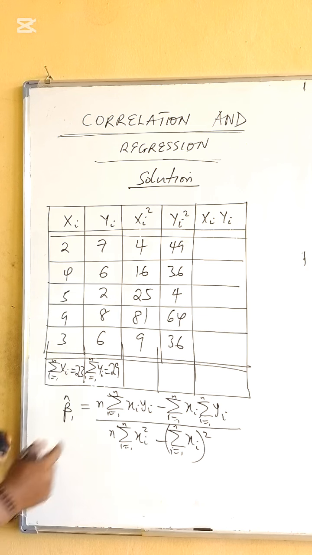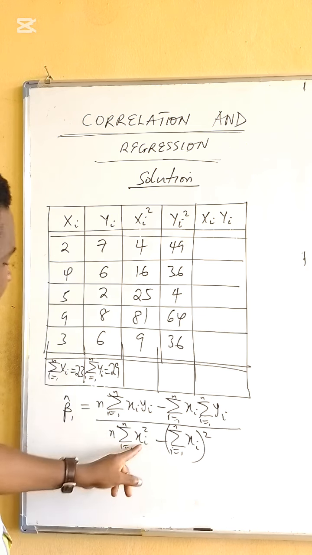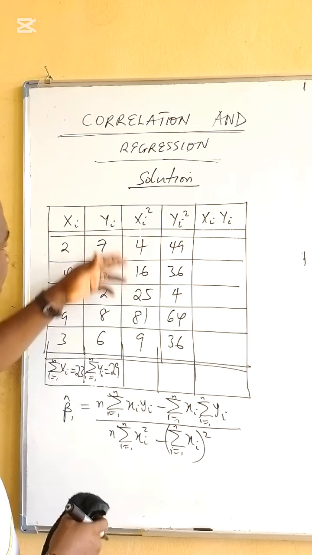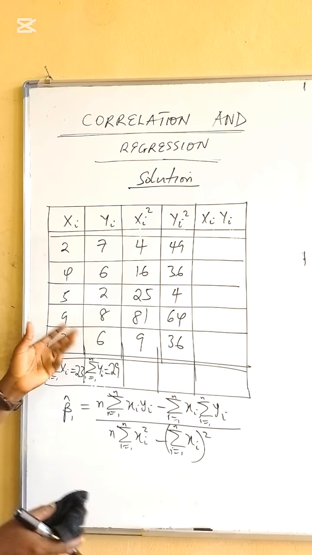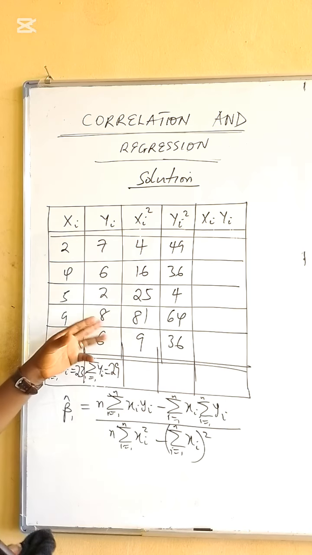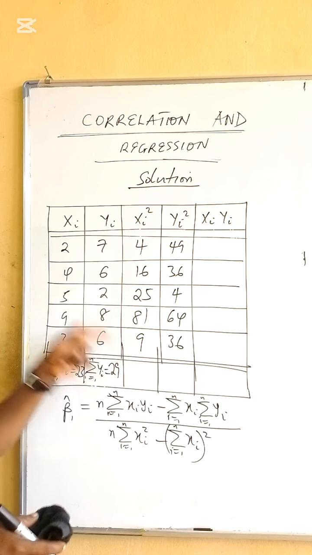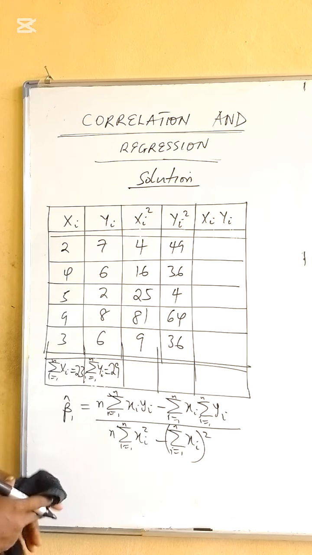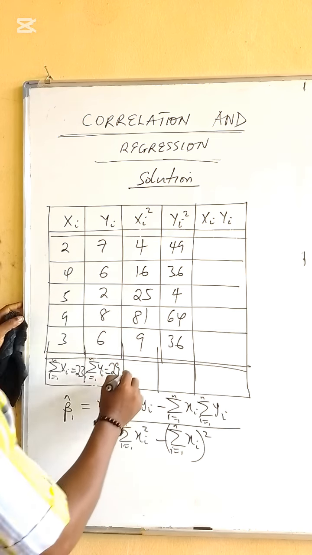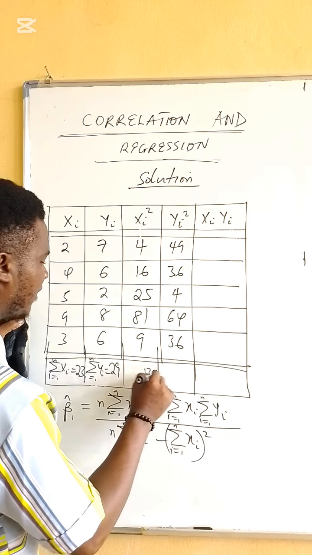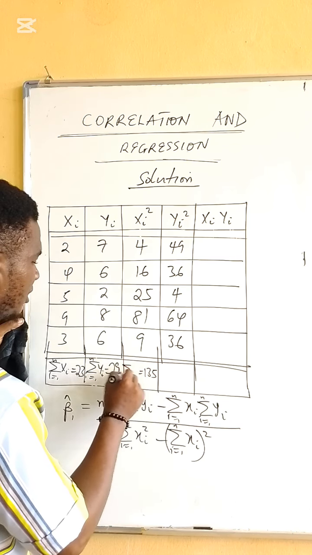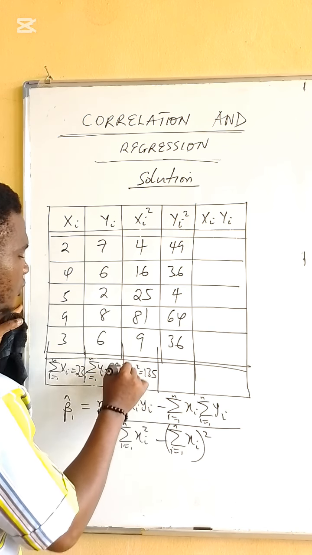Okay? Now, let's go over to xi squared. So, let's add this. 4 plus 16 gives 20. Plus 25 is 45. 45 plus 9 gives 54. 54 plus 81 gives 135. So I'm going to write here 135, and that will be summation xi squared from i equals 1 to n.